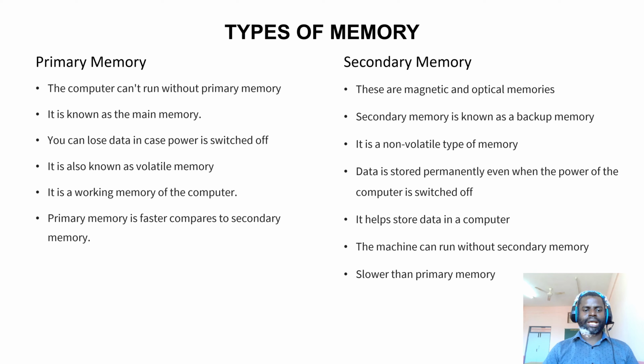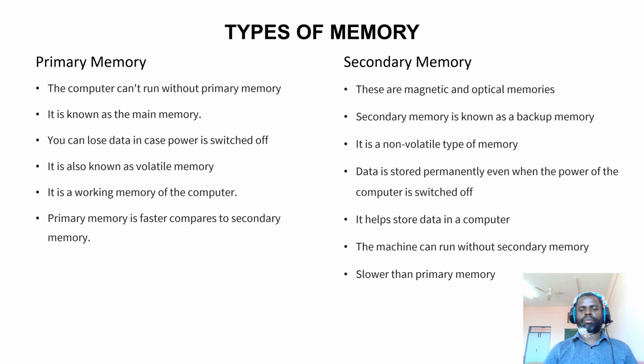It is also known as volatile memory. If the current goes off, the content in the memory is lost. This property is nothing but volatile memory. It is a working memory of the computer. Primary memory is faster as compared to secondary memory.